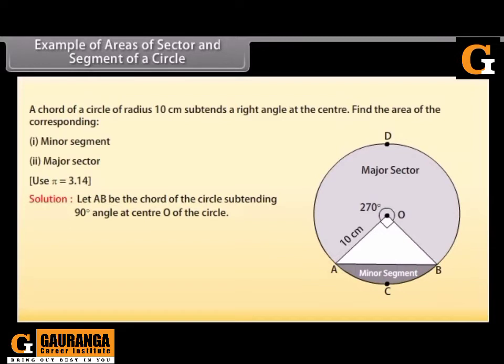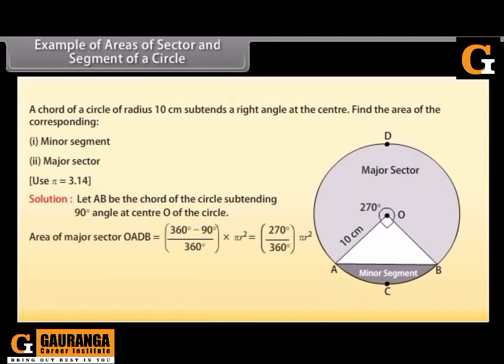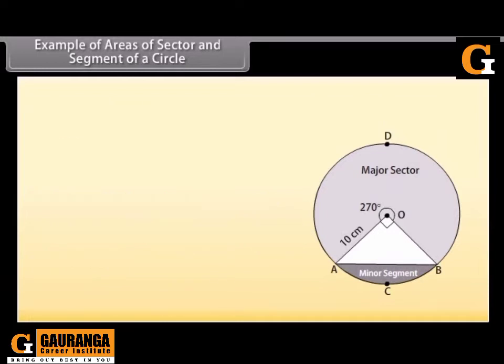Let AB be the chord of the circle subtending a 90-degree angle at center O of the circle. Area of major sector OADB is equal to 360 degree minus 90 degree whole upon 360 degree into pi r square, which equals 270 degree upon 360 degree into pi r square, which is equal to 235.5 centimeters square. Area of minor sector OACB is equal to 90 degree upon 360 degree into pi r square, which is equal to 78.5 centimeters square.